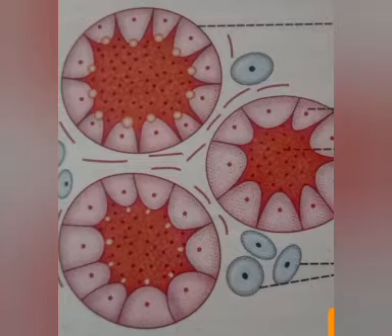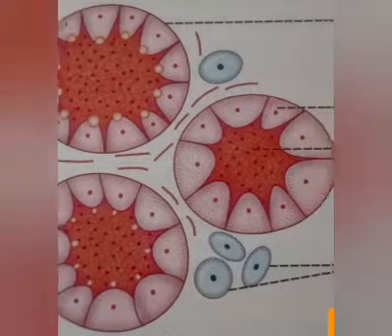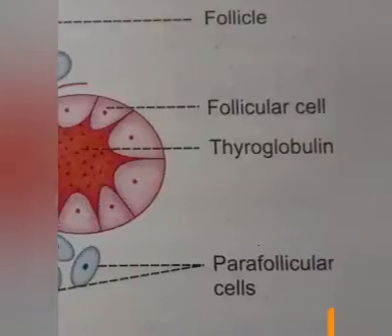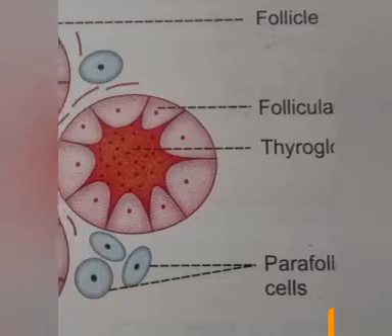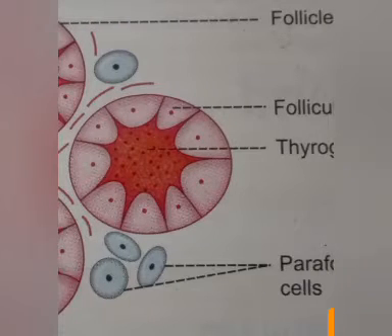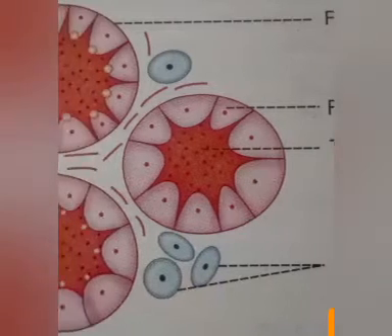The follicular cells rest on the basement membrane. The follicles contain a colloidal substance. In the center you can see the follicular colloid, the thyroglobulin, which is called the colloid. You can easily identify the colloid structure in this picture, in red color. This follicular thyroglobulin is secreted by the follicular cells.